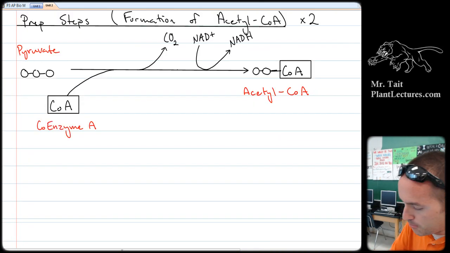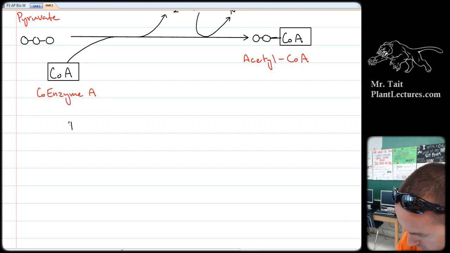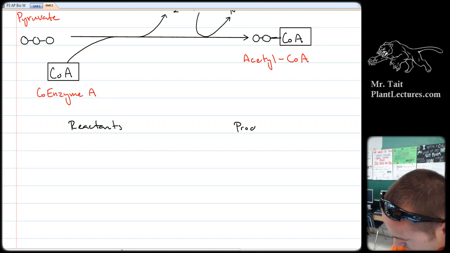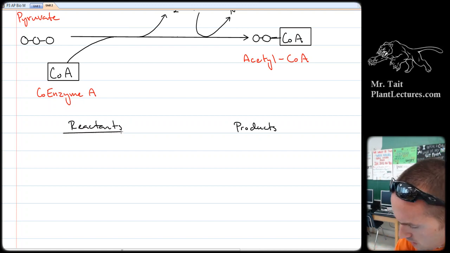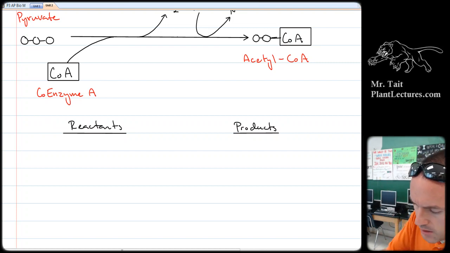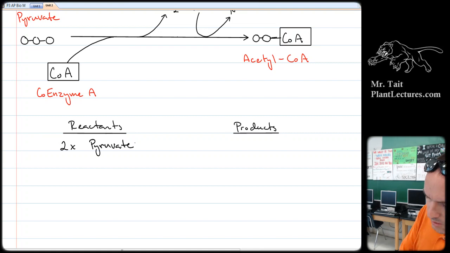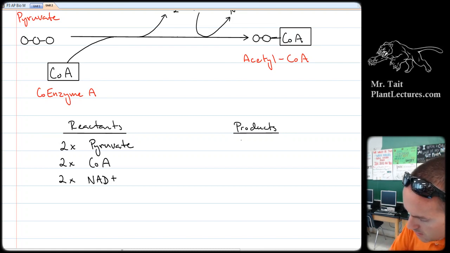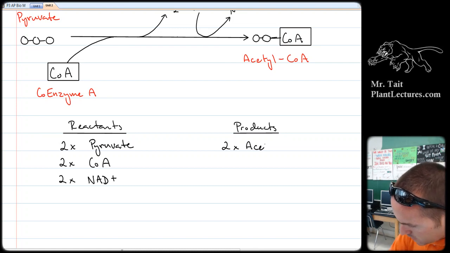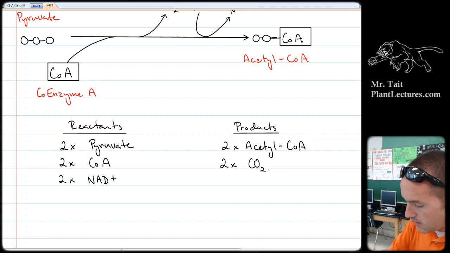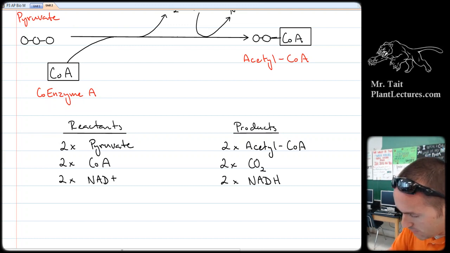Okay, so let's look at the inputs and the outputs for the prep steps, or the reactants and the products specifically for the prep steps. So we're going to go through these twice, and so that means that we are going to require 2 pyruvate. We're also going to require 2 coenzyme A. We're going to need 2 NAD pluses. And then our outputs are going to be 2 acetyl-CoAs, 2 CO2s, because those CO2 left as a waste product, right? And then 2 NADHs.